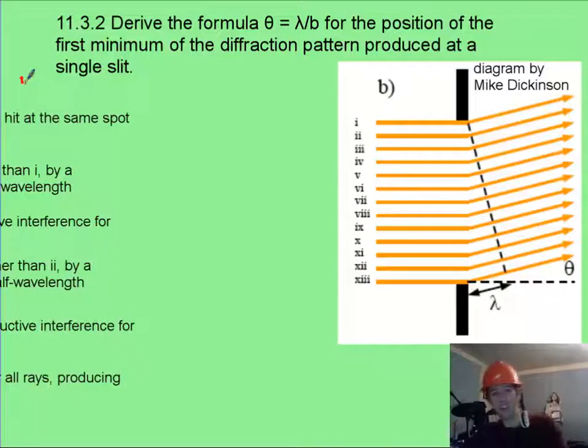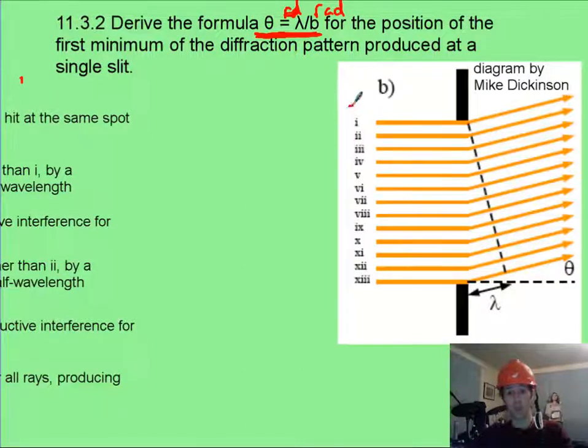Oh man, I hate derivations. But here we go. IB wants you to be able to derive the fact that the angle of the minimum spots from single slit diffraction, those dark fringes, will be at an angle of theta in radians, mind you, of lambda over b, where lambda is the wavelength and b is the slit width.